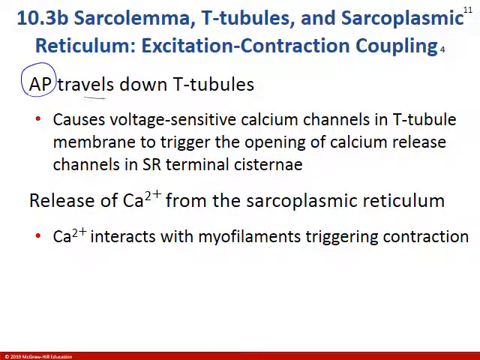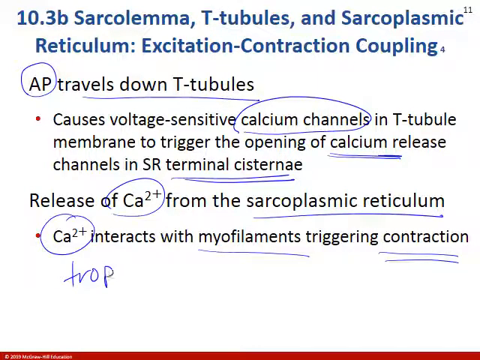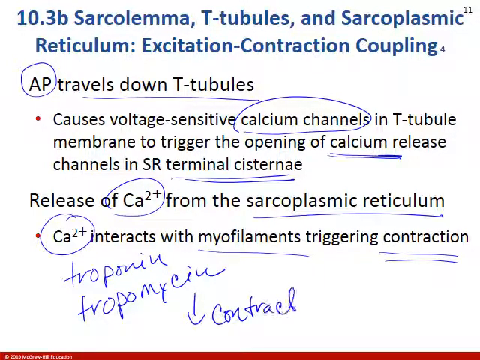The action potential travels down the T-tubules, causes calcium channels to open, releasing calcium. The release of calcium from the sarcoplasmic reticulum, specifically the terminal cisternae, is what's going to interact with the myofilaments and trigger contraction. So the calcium is going to interact with the troponin, and if you remember, troponin is going to remove the gate, which is tropomyosin, and then you're actually going to be able to have contraction.